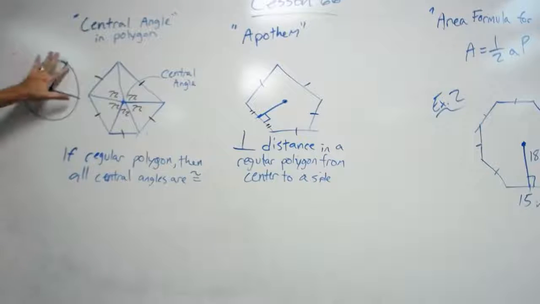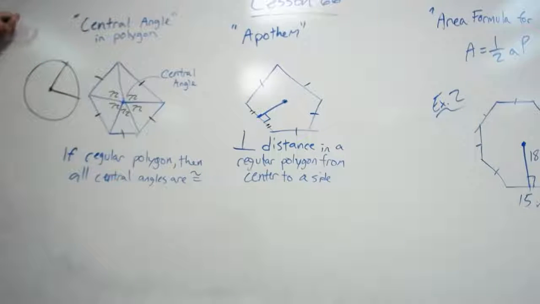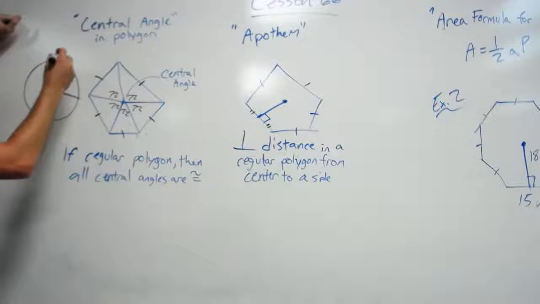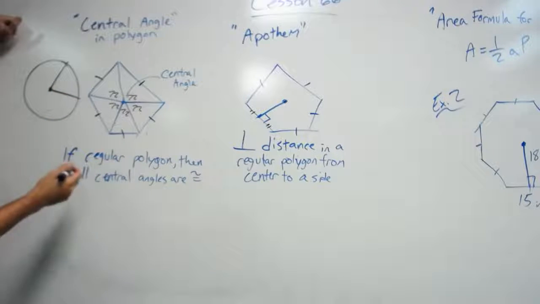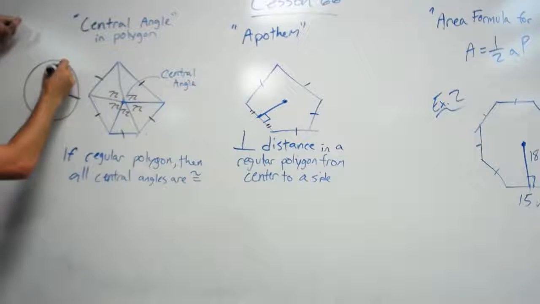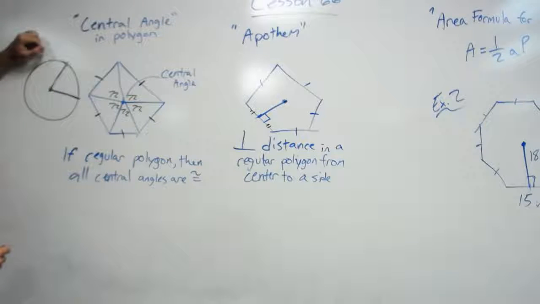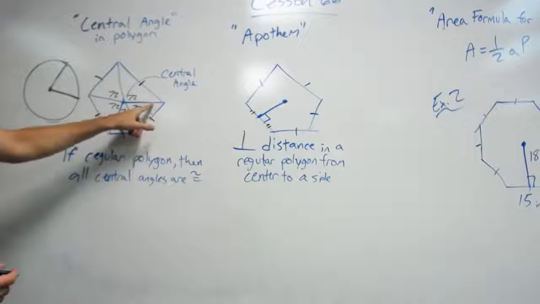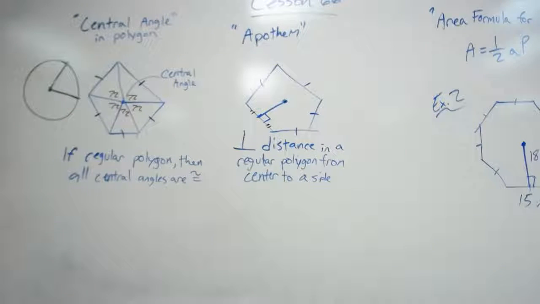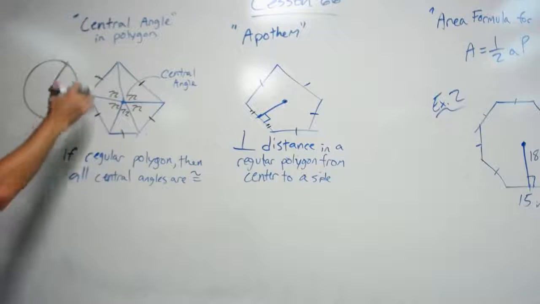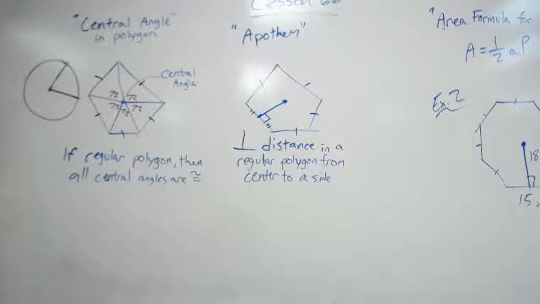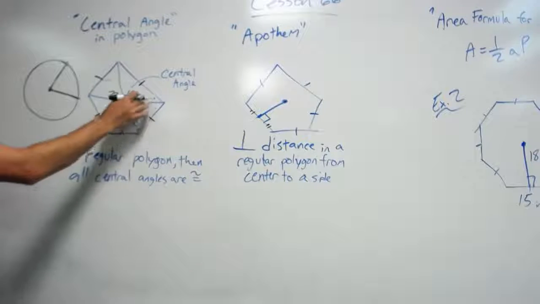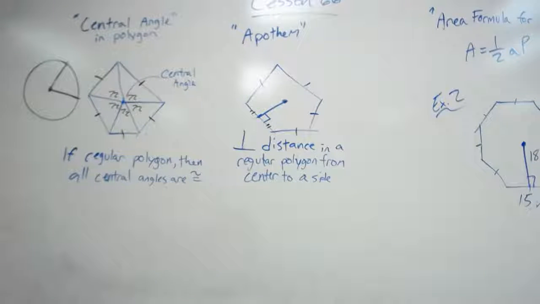And if you remember, in a circle, a central angle was the angle between two radii, but the radii both intersect at the center. Central angle in a polygon is the same thing. It's lines from the vertices to the center of the polygon. So if we have a regular pentagon, then we actually know that all the central angles are congruent. But that's what a central angle is.